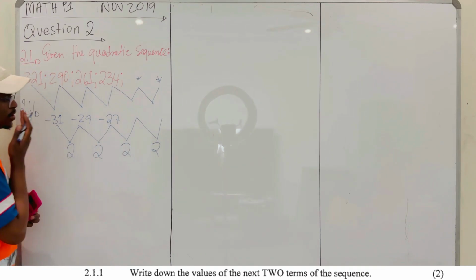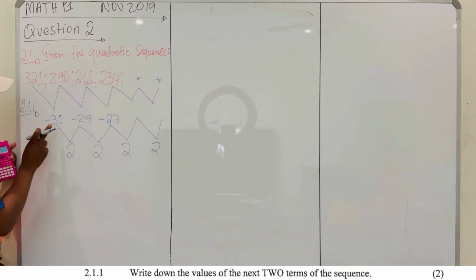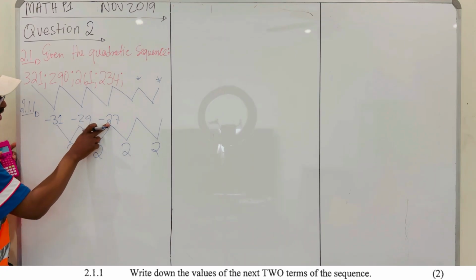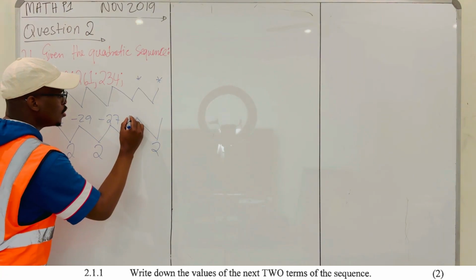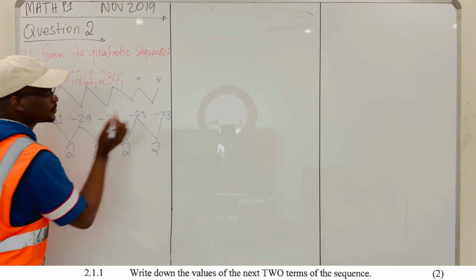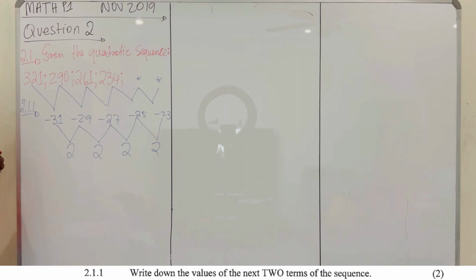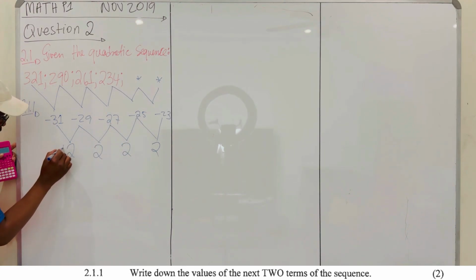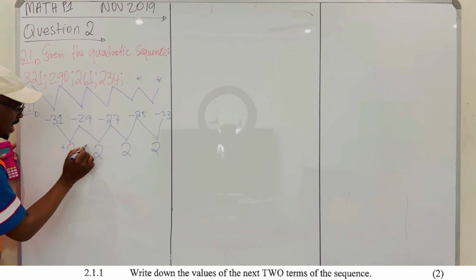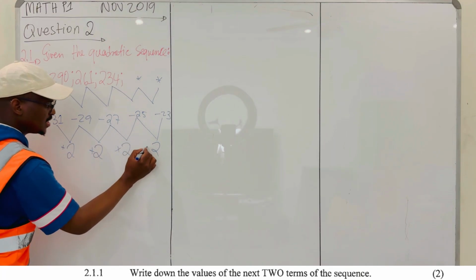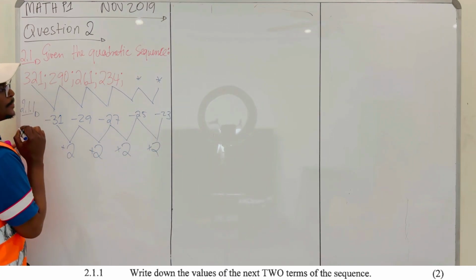It's 2, right? So, to move from here to here, go down, add 2, get here. You add 2, get there, add 2. So if you add 2, it will become minus 25. If you add 2, you become minus 23. That's where you are. So it's going to be minus 31 plus 2, and then you get that. Minus 29 plus 2, you get that. And minus 25 plus 2, you get that.